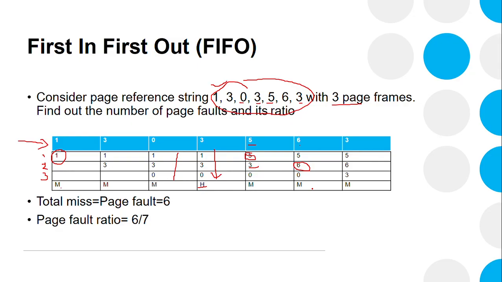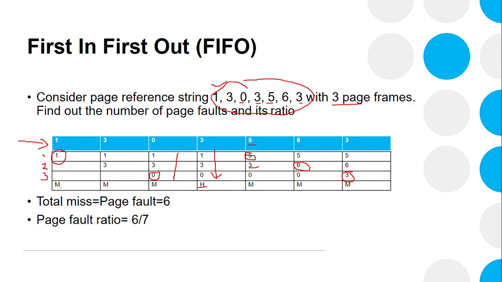So 1 was added first, then we have added 3, and then we have added 0. So that's why 0 will be replaced by 3. All of you can see 0 is replaced by 3. As we have added the page in the memory, it is a miss. And if I want to calculate the page fault, I have to calculate the total miss. So over here in this example, we can see we have 6 misses out of 7.